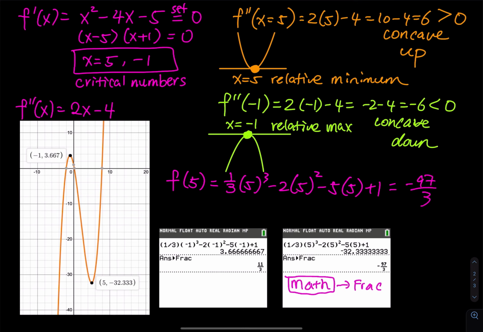And then when x is equal to negative 1, we do the same thing. We have 11 over 3. So that means negative 1, 11 over 3. This is a maximum. And the other one, 5 comma negative 97 over 3, is a relative minimum.